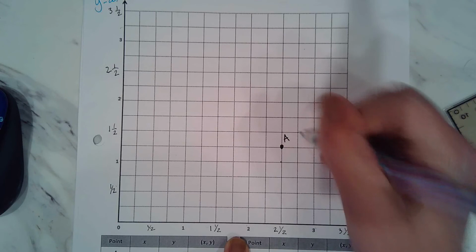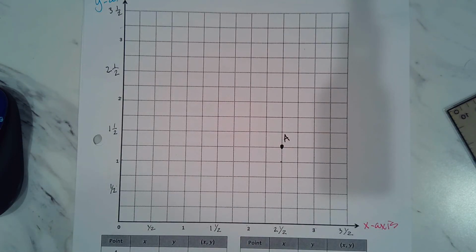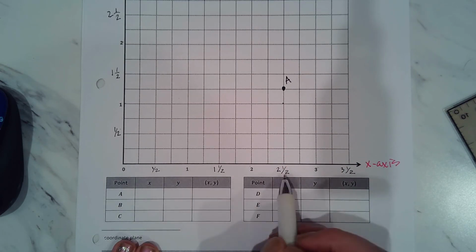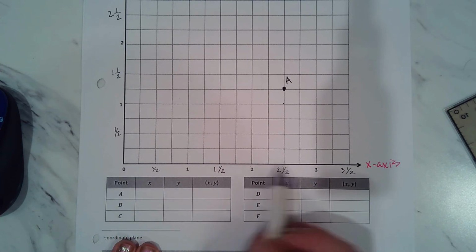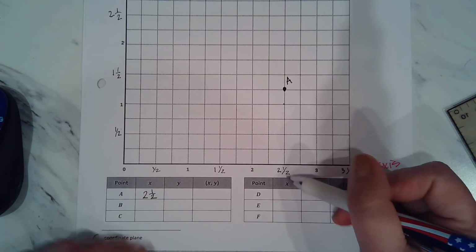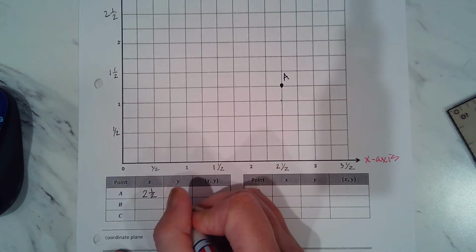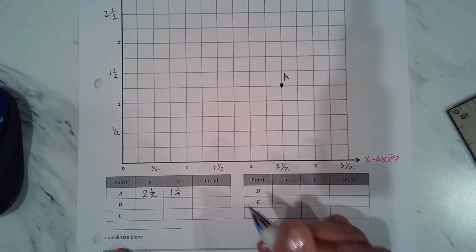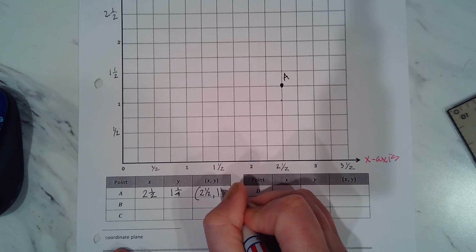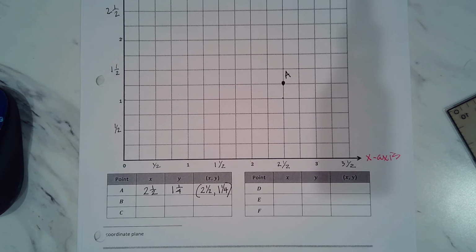All right, so if I plot a point at 2.5, and I'm going to call this point A. So let's think about this for a second. Let's go ahead and identify the coordinates. The coordinate on the x-axis, because we always start with the x-axis, is 2.5. And the y-axis is 1 1/4. So that's how we write our coordinate pair.